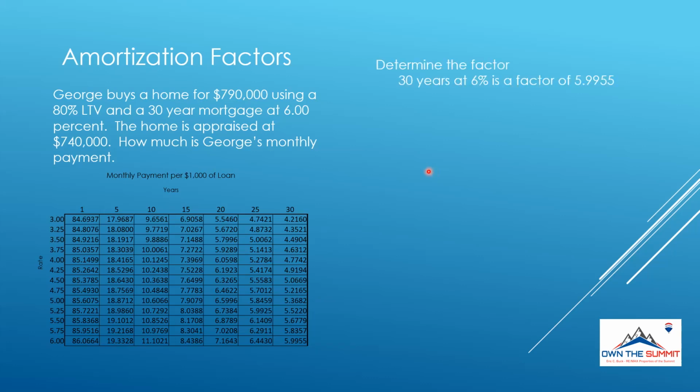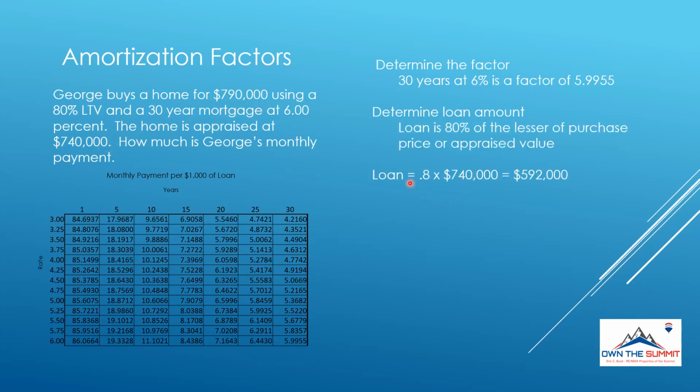Well, let's start out with a factor. 30 years, 6% gives us a factor of 5.9955. Now we want to determine the loan amount. Would it be 80% of $790,000? Well, that's where the trick comes in. The home's only appraised at $740,000. So when we talk about loan-to-value ratios, it's the lower of purchase price or appraisal. So the loan is 80% of $740,000, not $790,000.